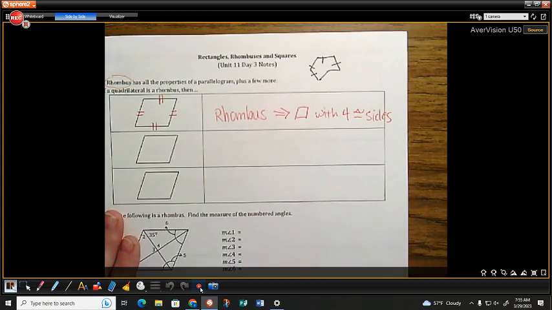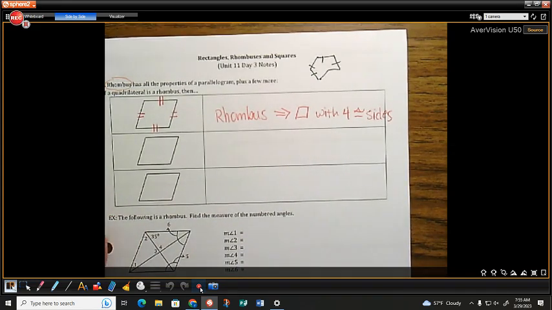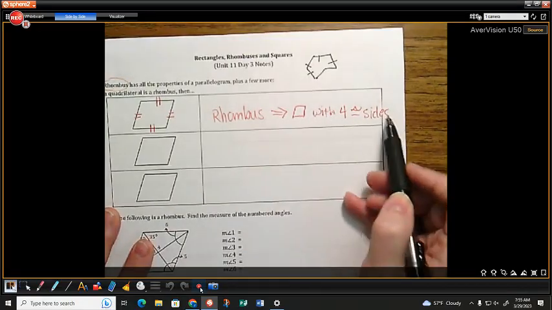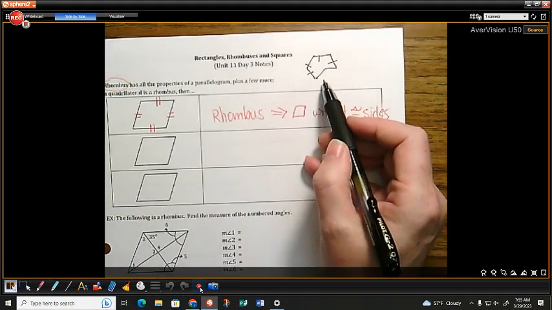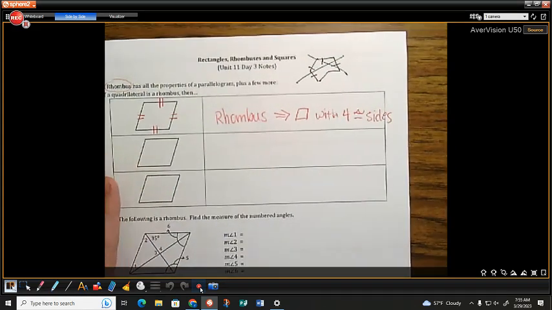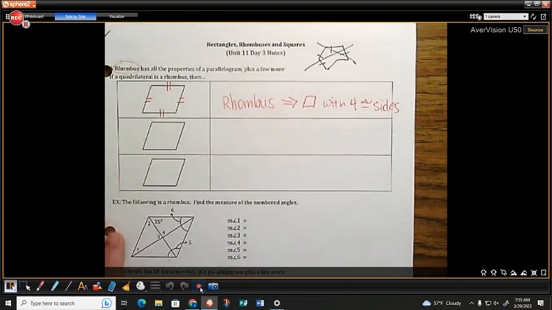Okay? So yes, in the implied statement and on your implied statement sheet, it does say parallelogram with 4 congruent sides, because otherwise you might have something goofy like this with 4 congruent sides. And we don't want that. Okay? There is a method to this madness.